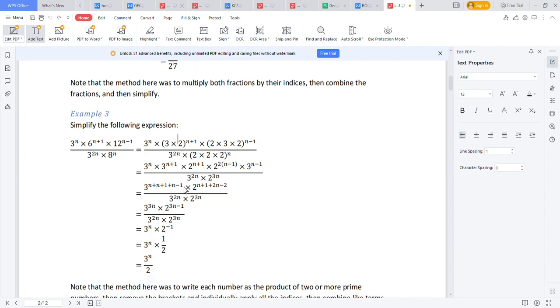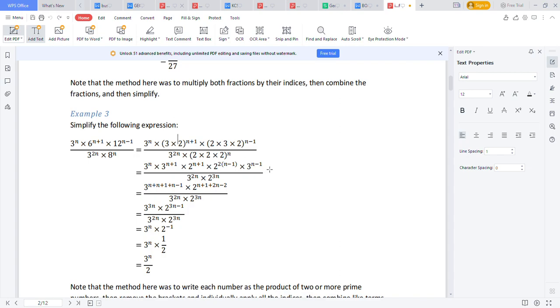So what is going to happen? The denominator, we have this. So 8 is the same as 2 cubed, so 2 times 2 times 2. So once you have the whole of this, you have 3 raised to power n, then you have this 3 raised to n plus 1, then you have 2 raised to n plus 1 times 2 squared. So 2 times 2 is 2 squared. All of this is raised to n minus that times 3 raised to power n minus 1.